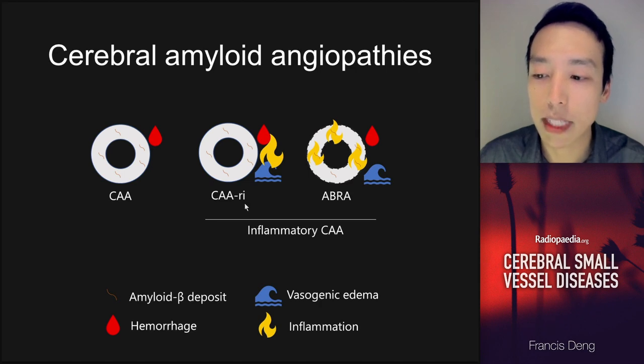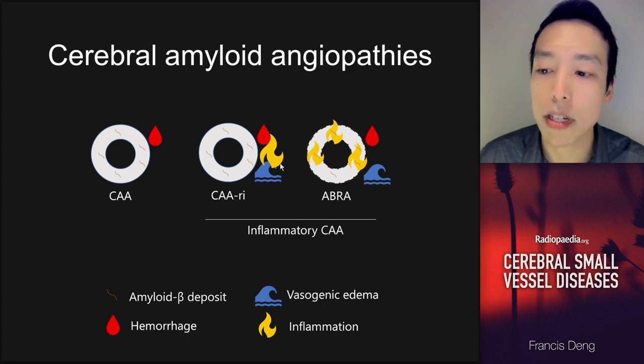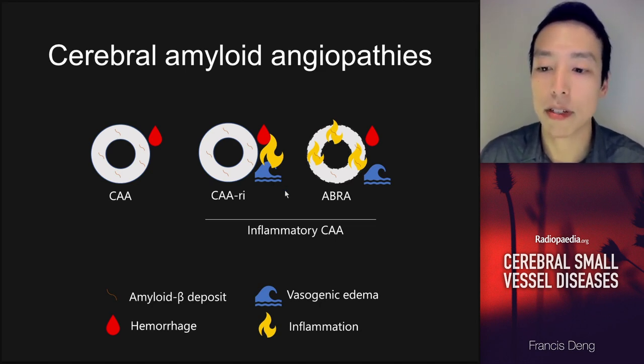So CAA-related inflammation is a perivasculitis phenomenon where you have inflammation around the affected vessels, and that can create vasogenic edema, and that would satisfy the diagnostic criteria of probable CAA-RI that I mentioned. On the other hand, you have ABRA, amyloid beta-related angiitis, where the inflammatory infiltrate is in the vessel wall itself. This too can cause vasogenic edema and hemorrhage, but on pathology, the inflammation is localized to the vessel wall. So this is a true vasculitis.